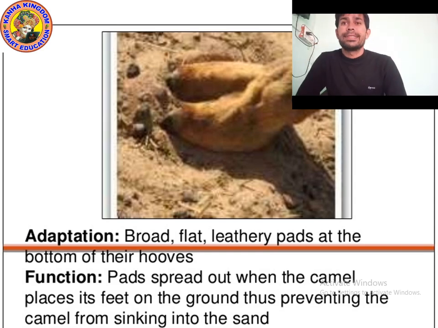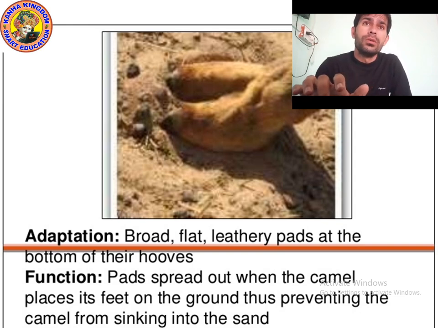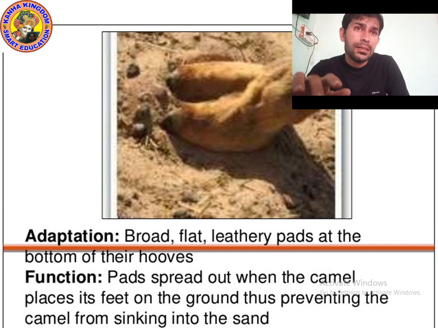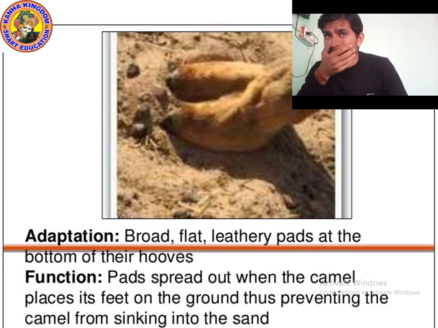Okay, kids, let's see some more adaptations of the camel. So you know that the camel has a hump in which fat is stored, and the second adaptation is two rows of long eyelashes, which protect from blowing sand. Next, can you see the picture of the feet of the camel?